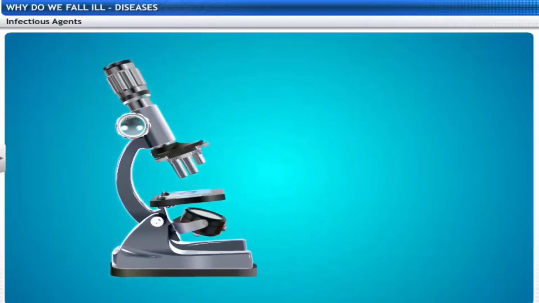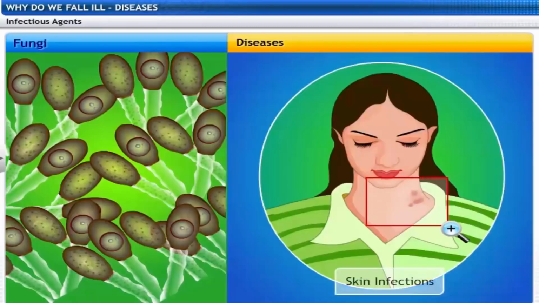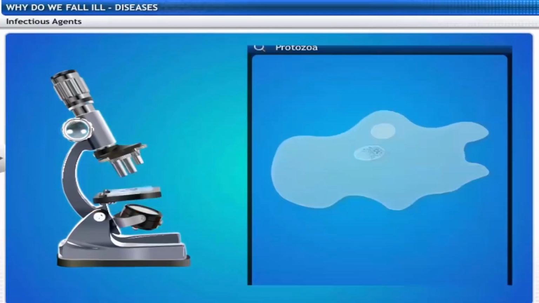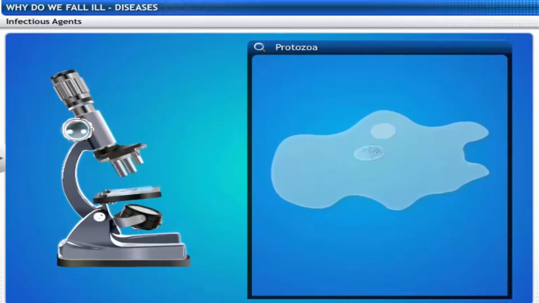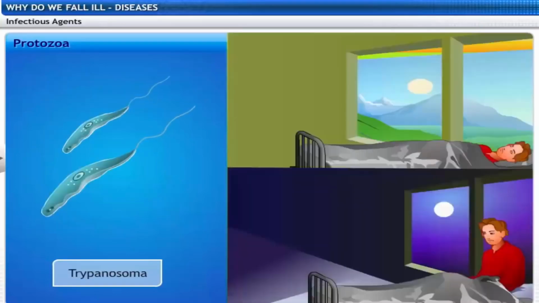Fungi are microscopic and multicellular organisms. Skin infections are commonly caused by fungi. Protozoa are parasitic organisms that can be seen only under the microscope. Protozoan organisms like Leishmania cause Bharatsir disease, manifested with fever and enlargement of the liver. Trypanosoma cause sleeping sickness, manifested with confusion, sleeping during the day, and staying awake during the night.